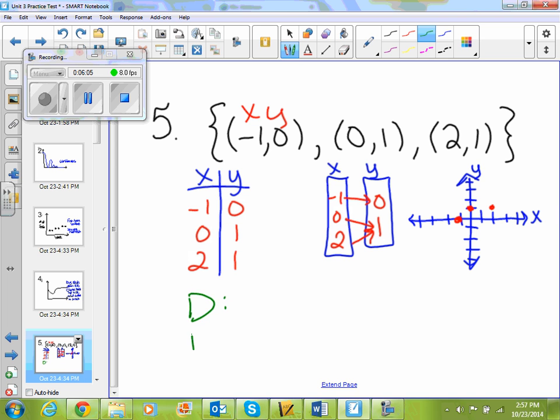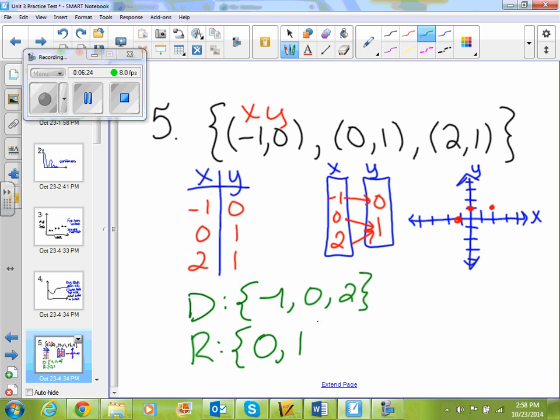The next part of that problem asks you to find your domain and your range. Domain refers to what values? Your x or your y? Your x's. Okay, so what are my x values? Okay, negative 1, 0, 2. What are my range values?